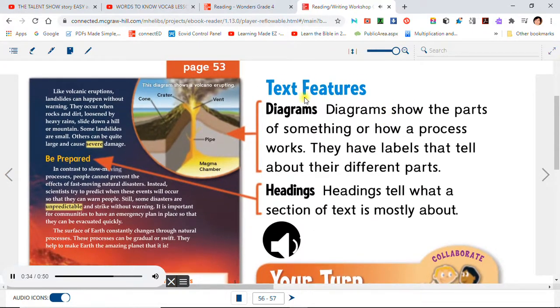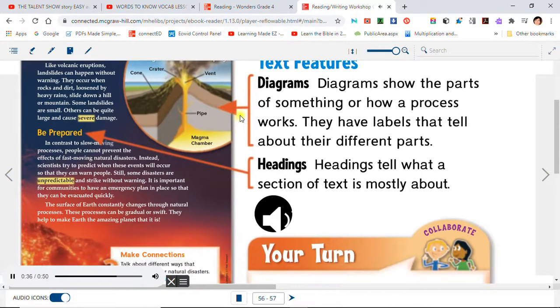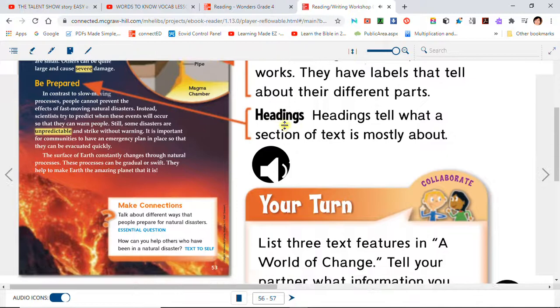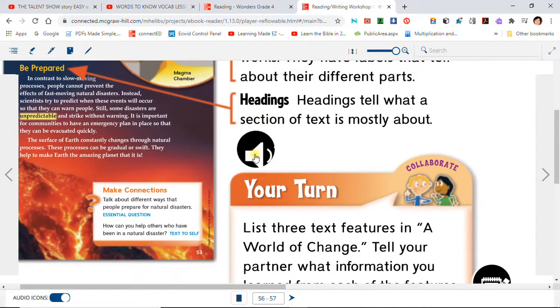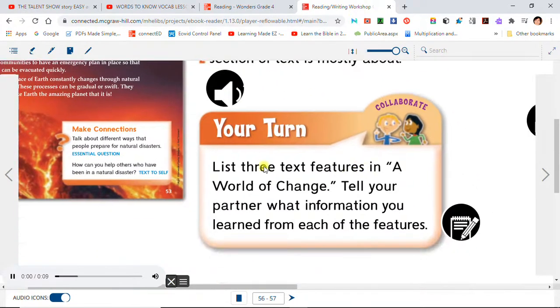Text features. Diagrams. Diagrams show the parts of something or how a process works. They have labels that tell about their different parts. Headings. Headings tell what a section of text is mostly about. Your turn. List 3 text features in A World of Change. Tell your partner what information you learned from each of the features.